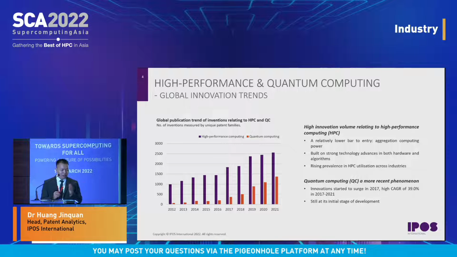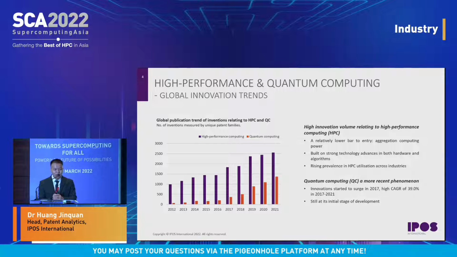So the chart on the left, you will see that these are the global innovation trends relating to high-performance computing and quantum computing. From the number, you can see that inventions relating to high-performance computing, HPC in this case, are a lot higher than quantum computing. The high volume of close to 20,000 of them in the last 10 years and about 2,500 inventions in the last year alone is really due to a few factors.